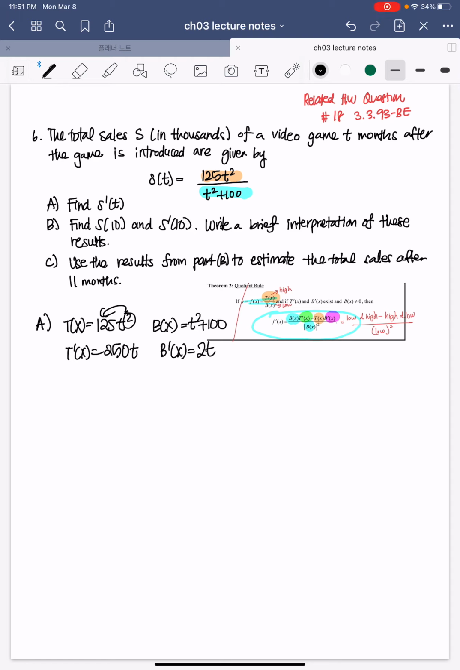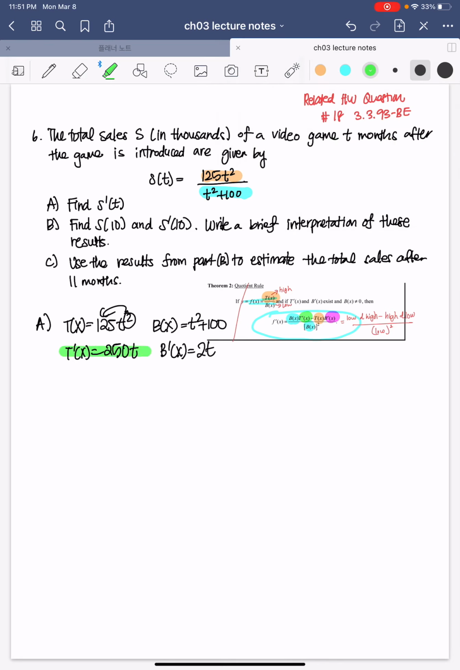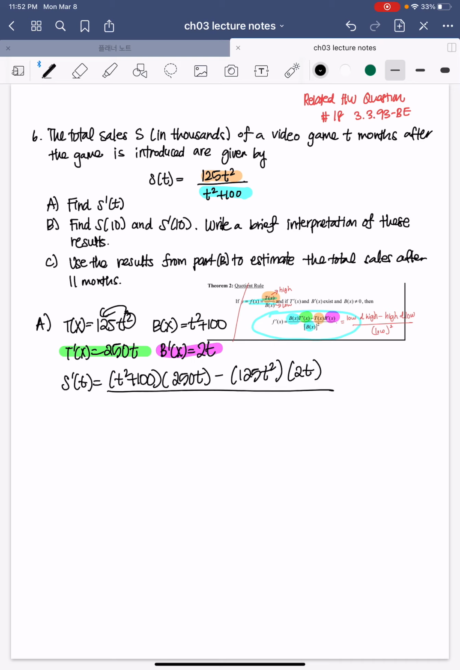All right. And I'm going to use t prime, I use a green one, and then b prime, I use pink one. So plug it into the formula. S prime of t will be blue one, so t squared plus 100, green one, 250t, minus orange, 125t squared, pink one, 2t, all over blue, the bottom one squared.